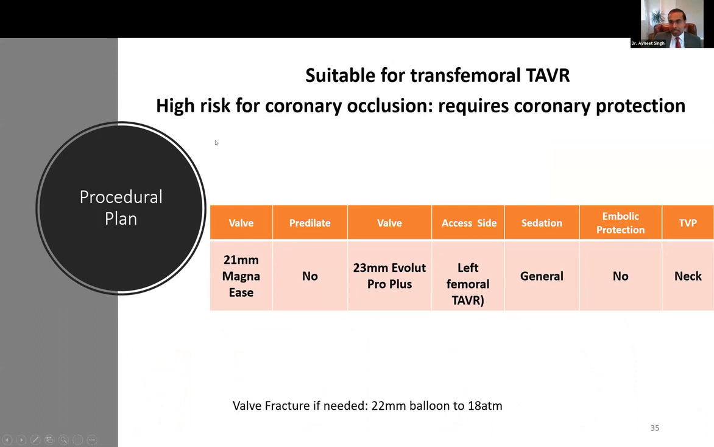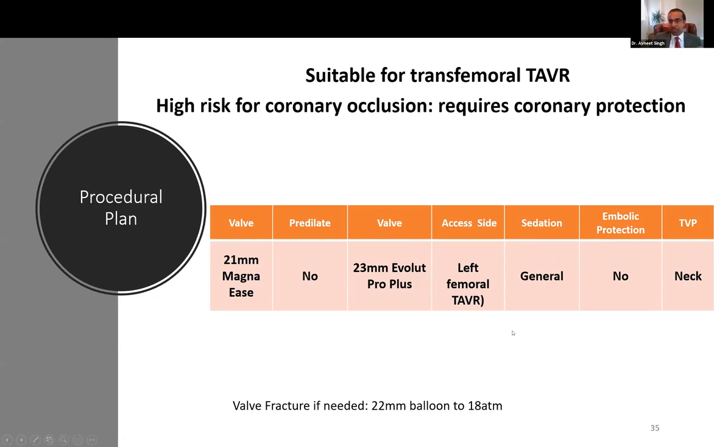So based on all the imaging that we got for this patient, this was our case planning. She had a 21 millimeter Magna valve. There was no indication to pre-dilate because we felt confident we'll be able to dilate this valve properly. We decided that a 23 millimeter Evolut PRO Plus will be the right size valve for this patient. Femoral approach was adequate. We decided to do it under general anesthesia, and there was no embolic protection that was going to be used for this case. And we put the TVP in the neck only because we were worried that there might be high risk of heart block, that we may need the pacing for a prolonged period of time.